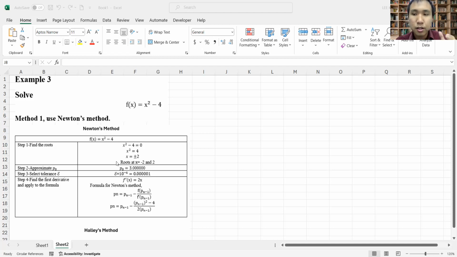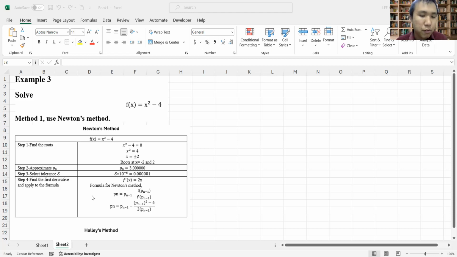P naught is a number close to the root. So the roots are -2 and 2, and we'll choose the initial guess 3 because it's closer to 2. And then we select the tolerance. The tolerance is a number at which we will stop, as the stopping criterion. It's when the difference is less than the tolerance. I'll explain the stopping criterion later.